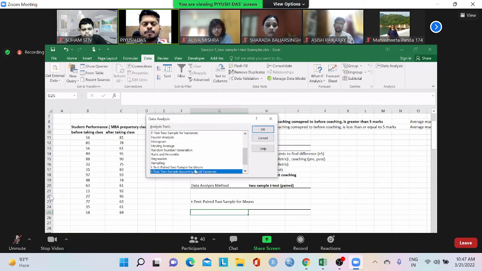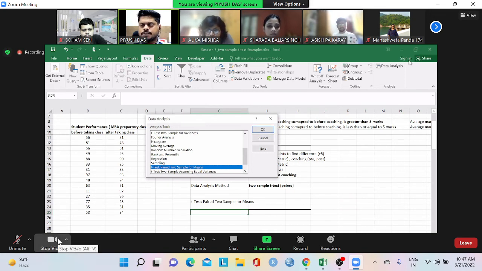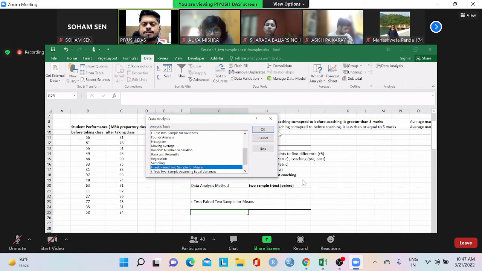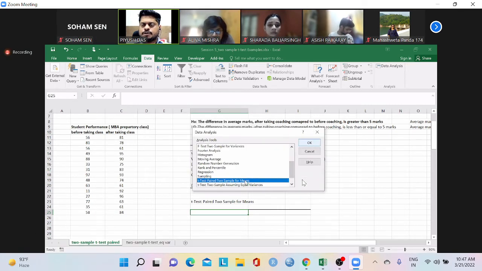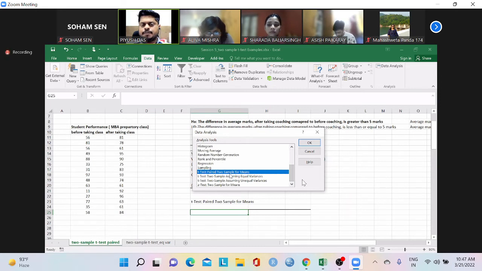We know the t-test: paired two sample for means. So go through, click on the data, go through data analysis. I hope this has been covered in earlier classes. If not, just follow my steps. Click on the data, on the right side data analysis, click on that. A lot of options will come. Scroll down below, t-test paired two sample for means, click on that, OK.